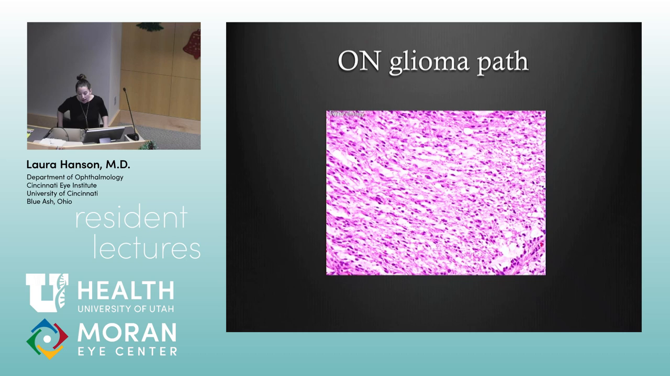And that's what the pathology will look like. This is for the kids. So as I said, it's considered a pilocytic astrocytoma. So you'll get round to spindle nuclei and then a fair number of Rosenthal fibers, which are the cigar-shaped eosinophilic ones.